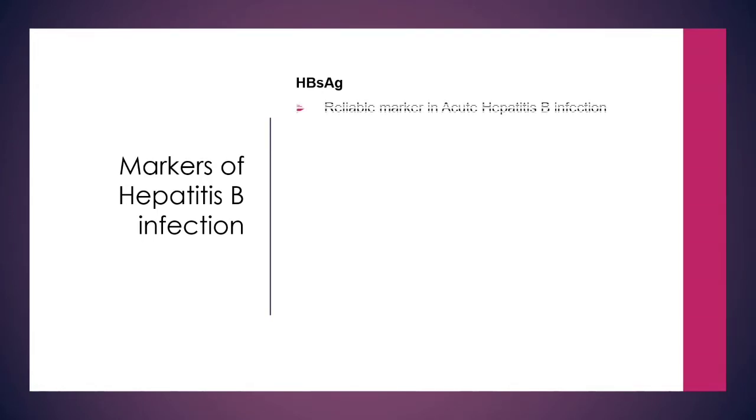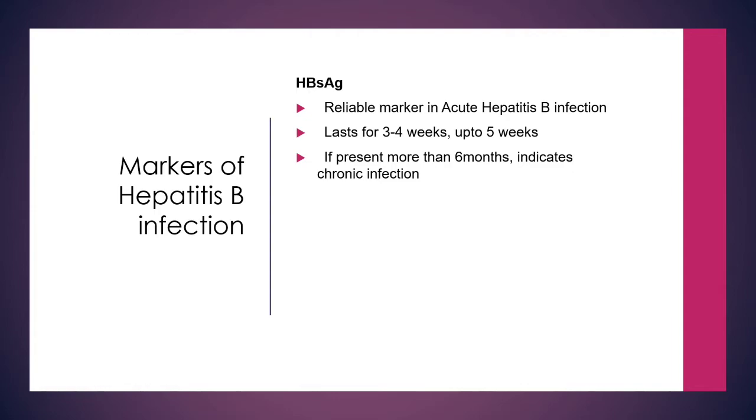HBsAg is the reliable marker in acute hepatitis B infection. It lasts for 3 to 4 weeks, or up to 5 weeks. If present for more than 6 months, it indicates chronic infection.